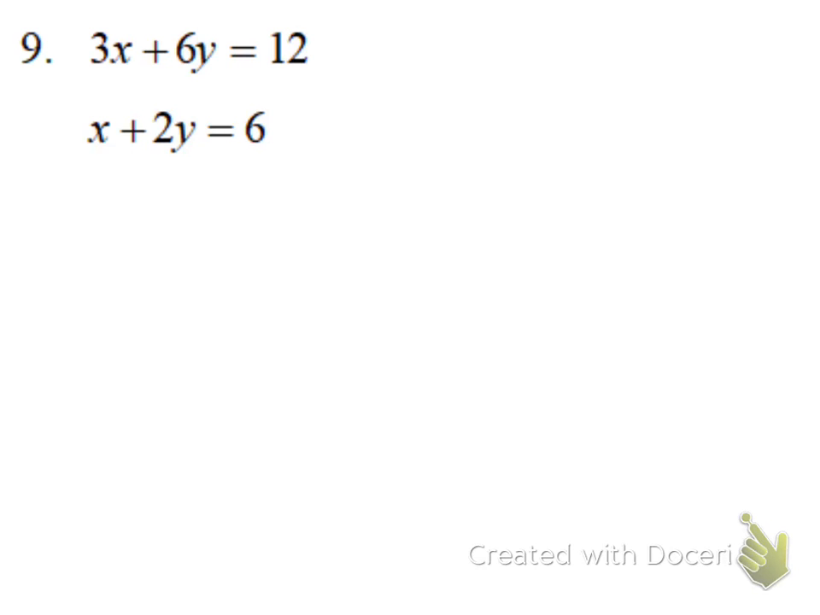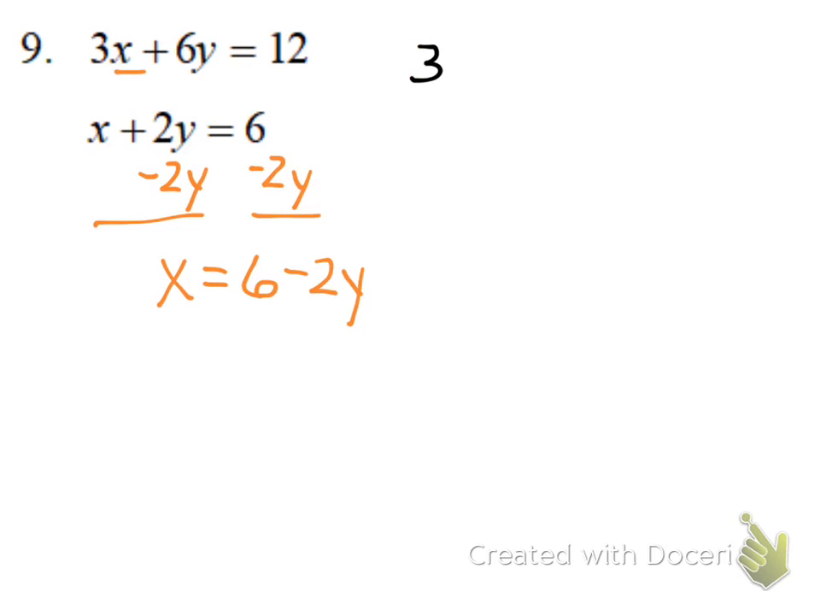Alright, here we got a little bit more work to do. We've got to get one of these variables by itself. To get rid of the plus 2y, subtract 2y from each side. So we have x equals 6 minus 2y. So we're going to replace x in the top equation with that expression.